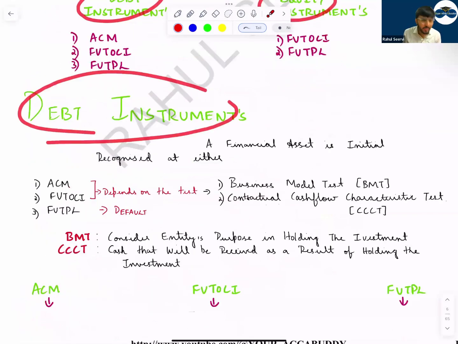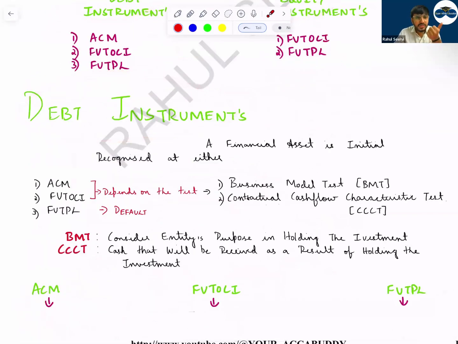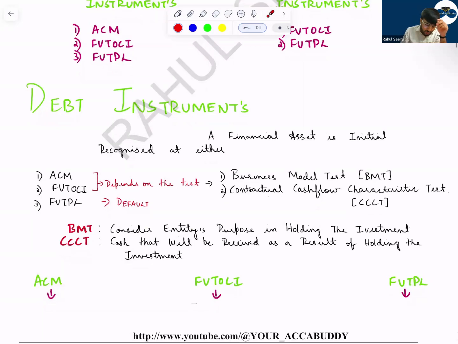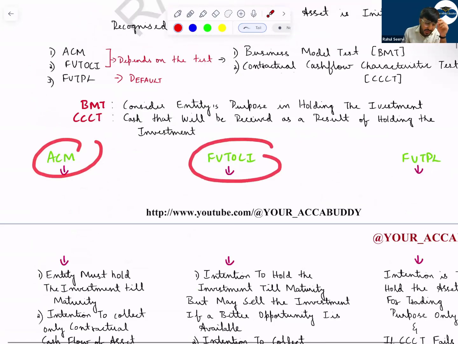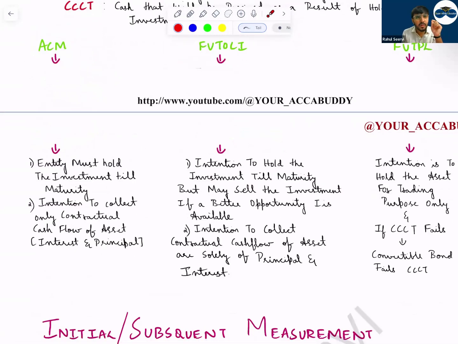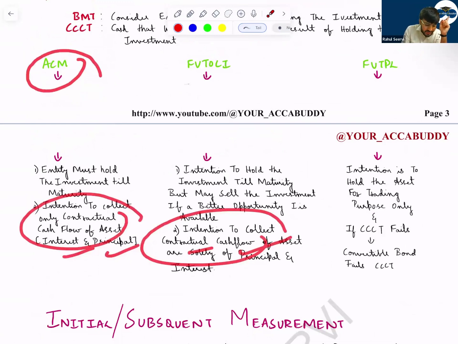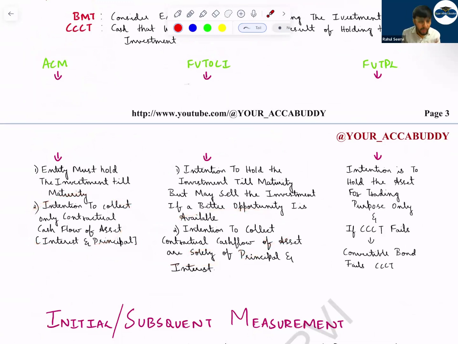Then under debt instruments, how many methods do we have? Amortized cost method, fair value through OCI, fair value through P&L. That depends on two tests: the business model test and the contractual cash flow test. Now in amortized cost method and fair value through OCI, what is the basic point which is the same? The intention is to collect only the contractual cash flows, that is interest and principal, in both cases. But for the amortized cost model, the entity must hold the investment till maturity.